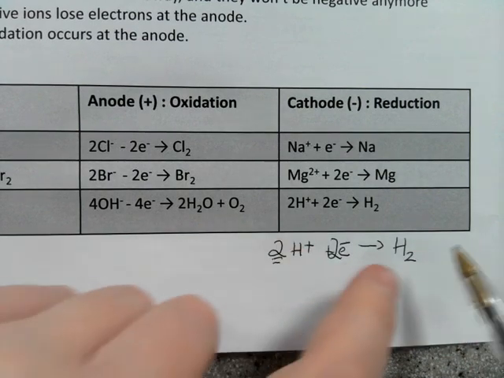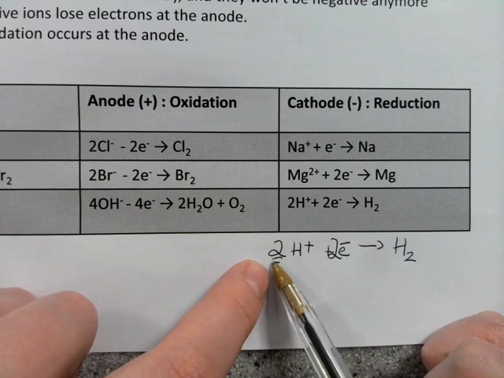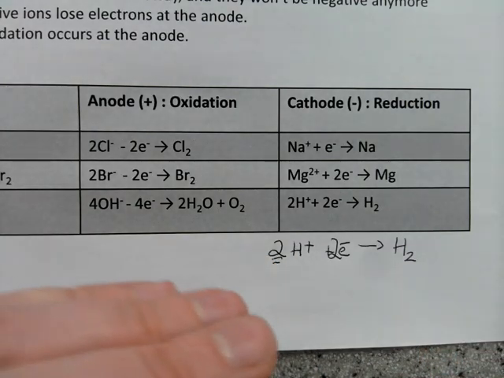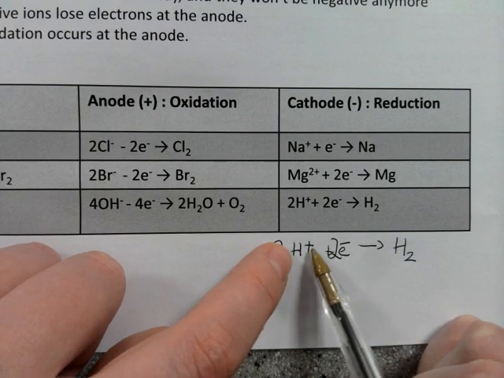So that little 2 is telling you that 2 hydrogen atoms are bonded together. That big 2 at the front is telling you the 2 hydrogen ions are separate from each other. They cannot form a bond because they're both positive and will repel each other.